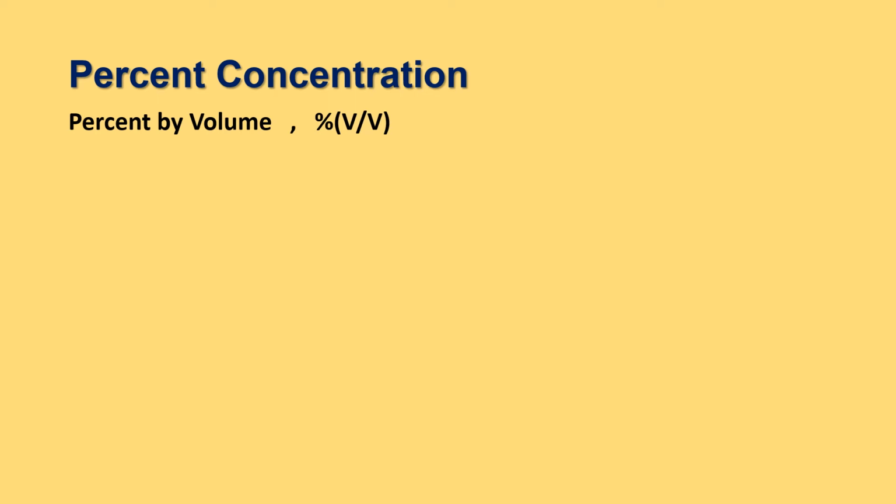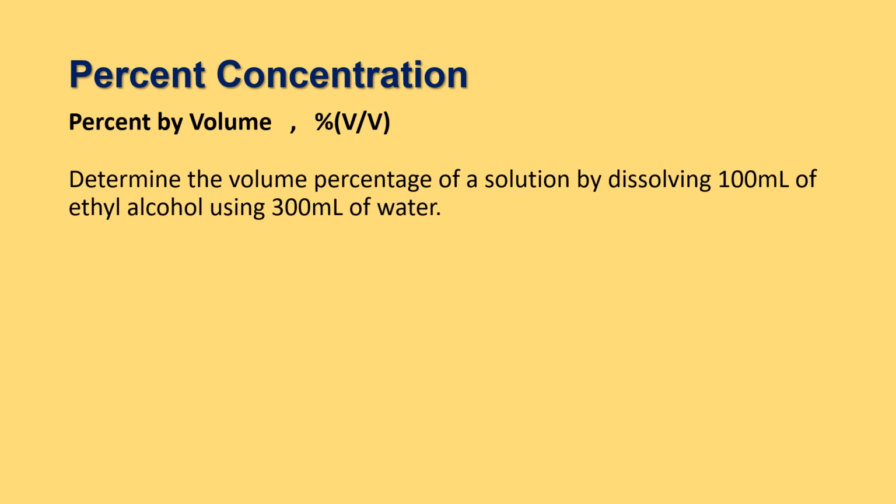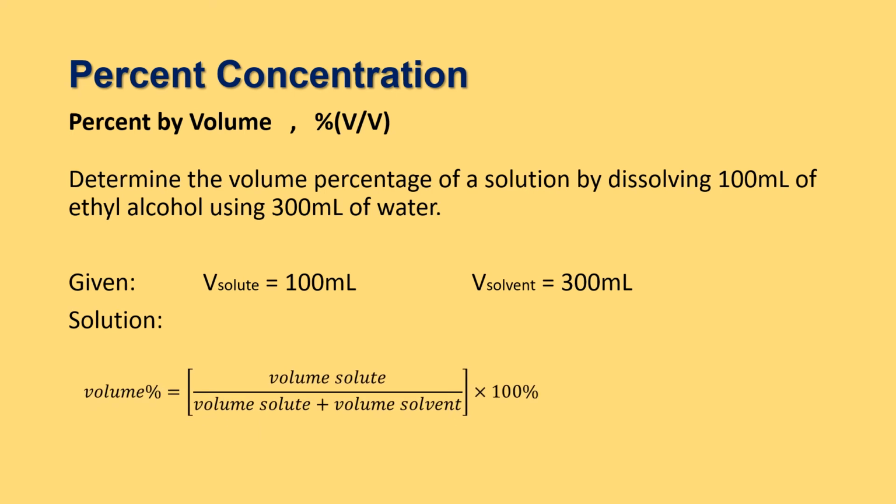Let us now solve a problem involving percent by volume. Determine the volume percentage of a solution by dissolving 100 ml of ethyl alcohol using 300 ml of water. In this problem, our given are the volume of our solute, which is the ethyl alcohol, which is equal to 100 ml, and the volume of our solvent, the water, which is equal to 300 ml.